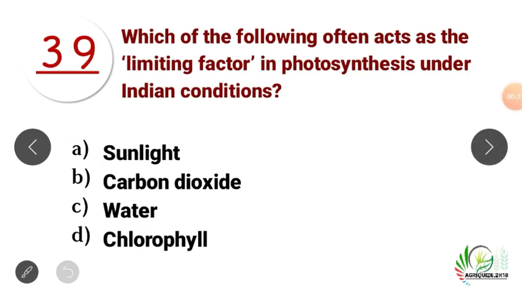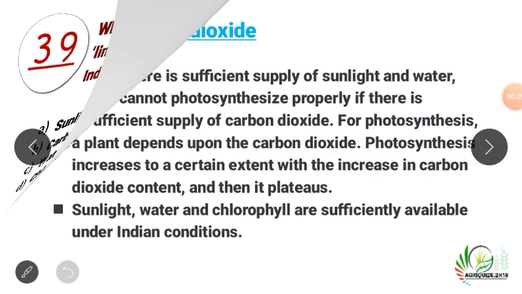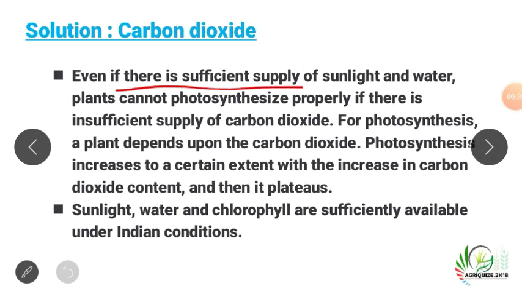Question 39. Which of the following often acts as a limiting factor in photosynthesis under Indian conditions? Option B is correct, carbon dioxide. Even if there is sufficient supply of sunlight and water, plants cannot photosynthesize properly if there is insufficient supply of carbon dioxide. For photosynthesis, a plant depends upon carbon dioxide.